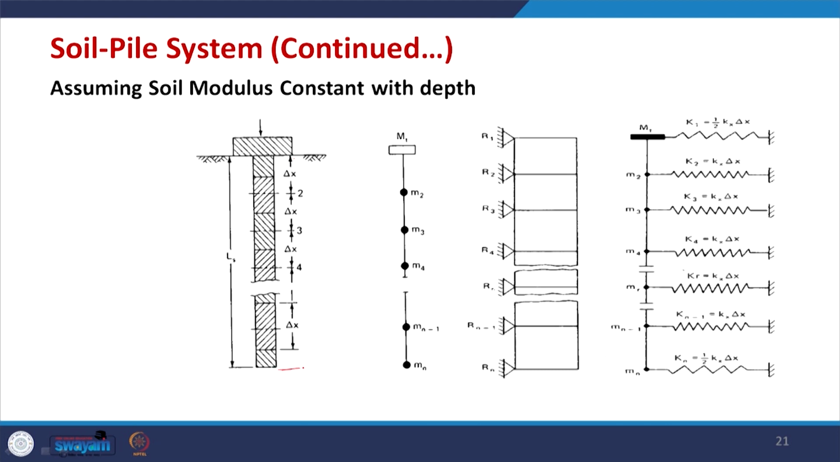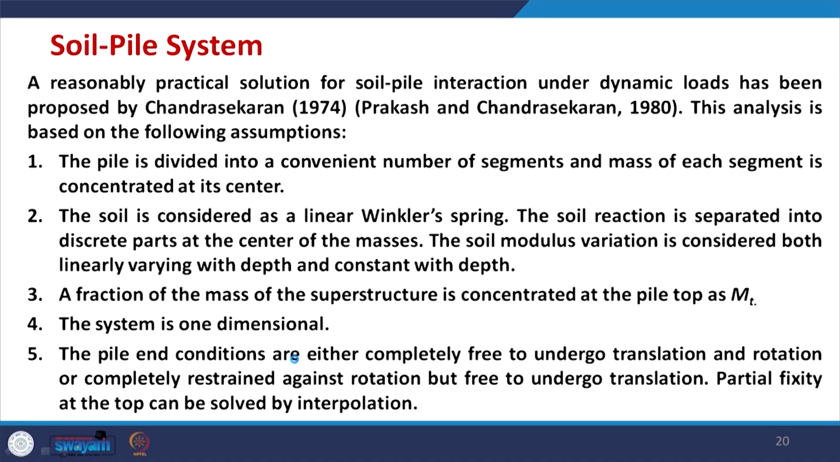This value may not necessarily be delta x, it could be whatever value you may have, and accordingly you can discretize, and the same thing may be done on the top, but here it is considered delta x. Now, the second assumption: the soil is considered as a linear Winkler's spring and the soil reaction is separated into discrete parts at the center of the masses.